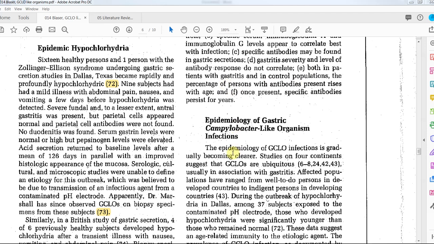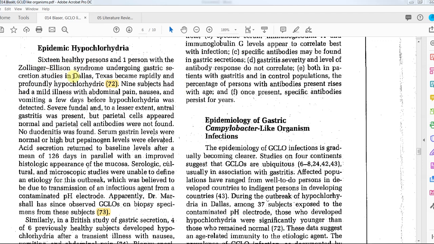The point I want to make with this is that this little 72 is the source that carries most of this paragraph. We have the initial sentence here: 16 healthy persons and 1 person with a Zollinger-Ellison syndrome undergoing gastric secretion studies in Dallas, Texas became rapidly and profoundly hypochlorhydric. Hypochlorhydric means a lack of stomach acid. It's one of the side effects of being infected with this bacteria. 72 is the source that contributed to that bit of information.